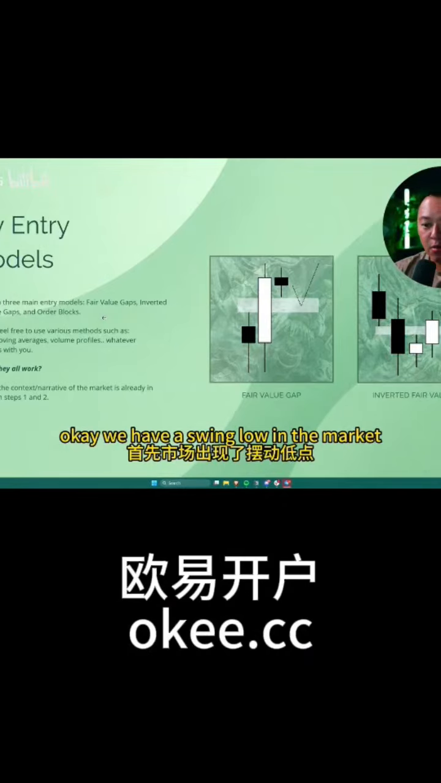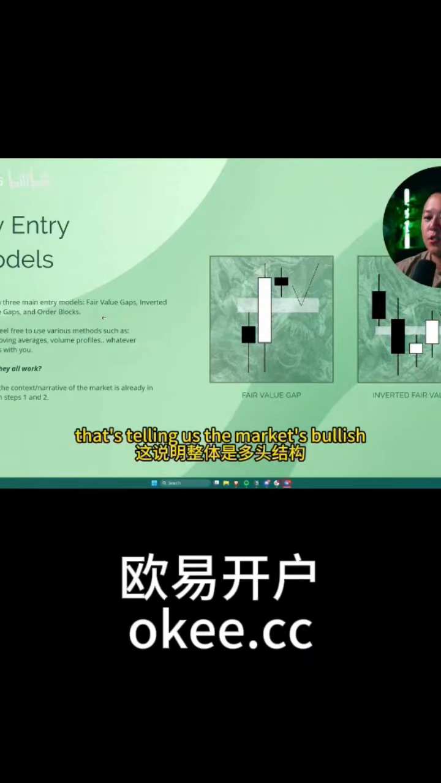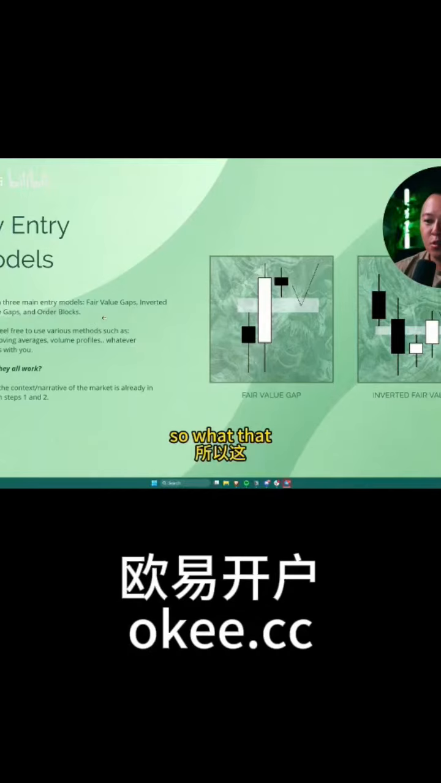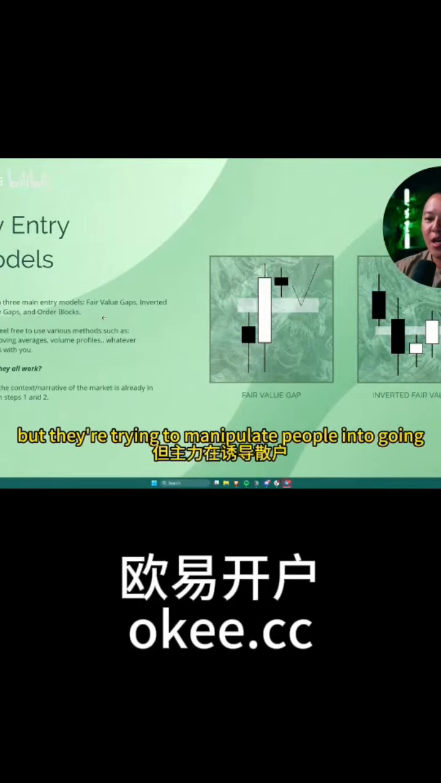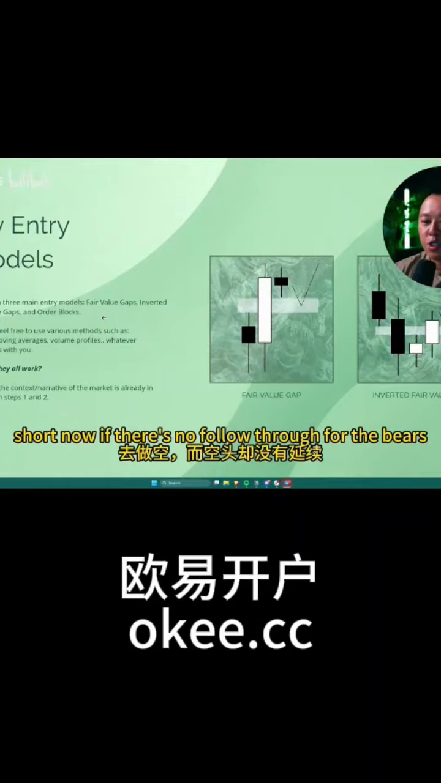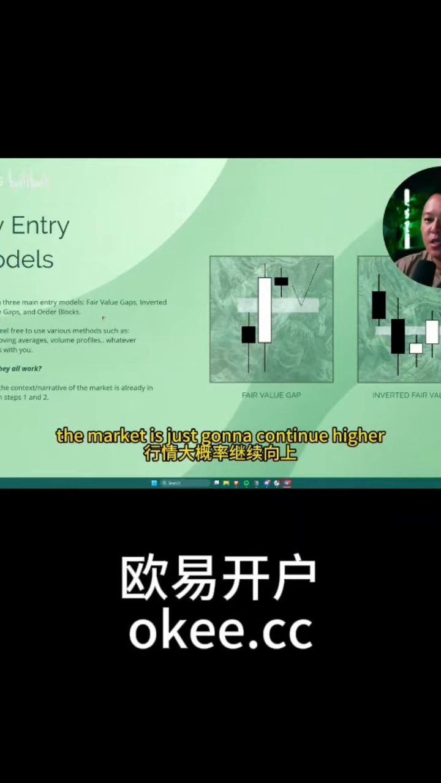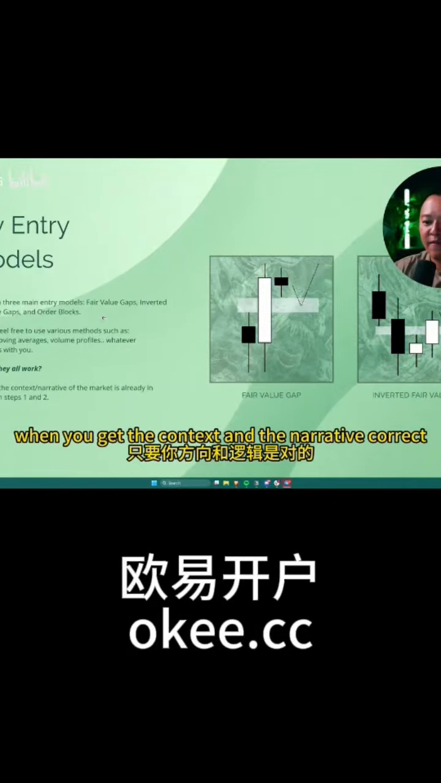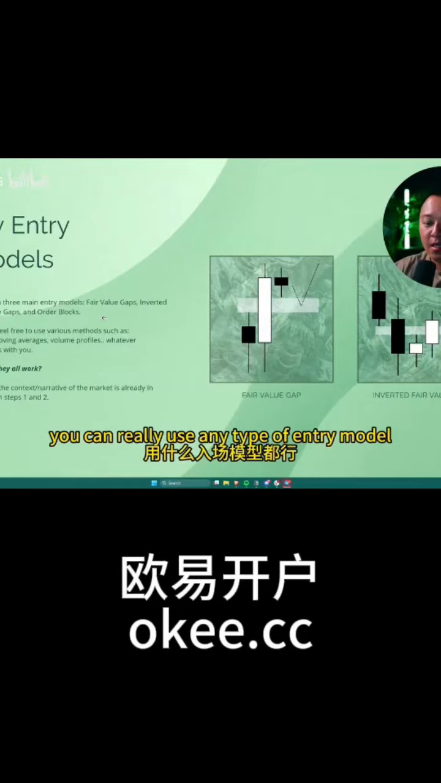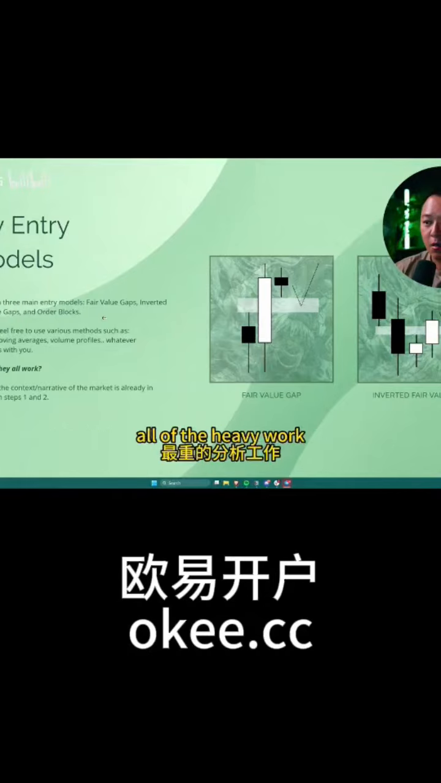Okay, we have a swing low in the market that's telling us the market's bullish, and then we get a swing failure pattern. So what that essentially tells us is the market is still bullish, but they're trying to manipulate people into going short. Now, if there's no follow through for the bears, then obviously the market is just going to continue higher. And at that point, when you get the context and the narrative correct, you can really use any type of entry model, because honestly, all of the heavy work and analysis is already out of the way.